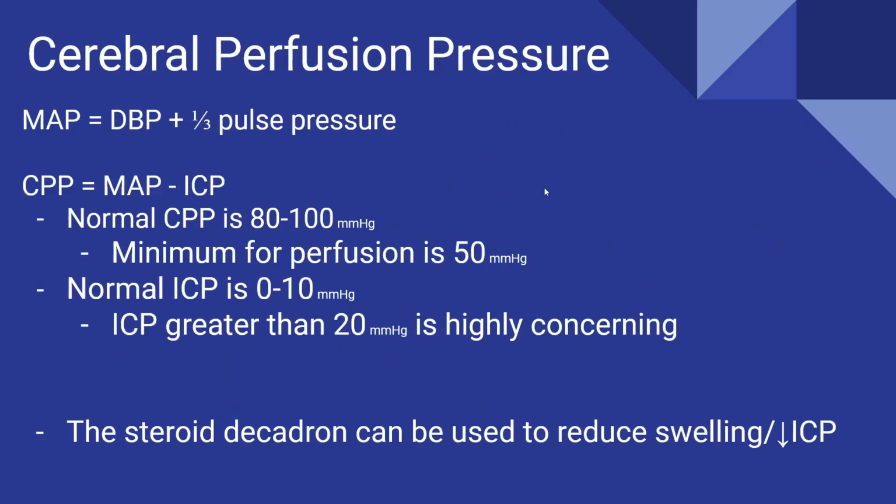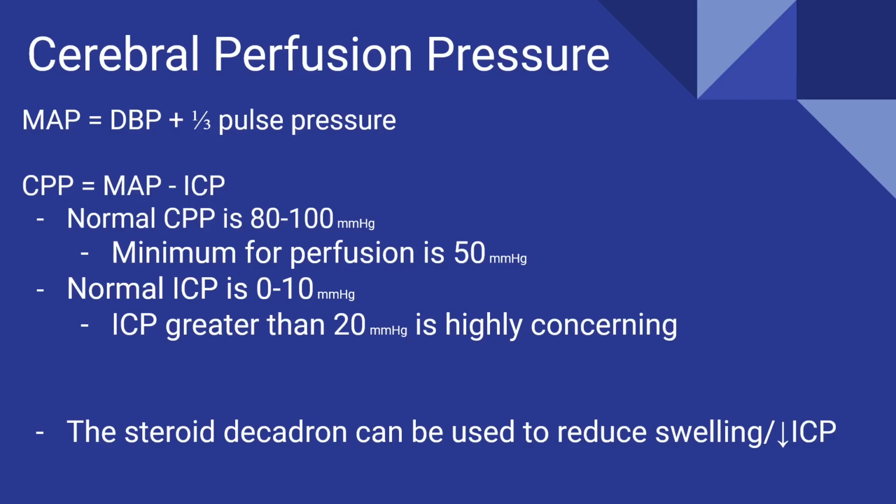The way you calculate MAP is not systolic minus diastolic pressure. It's not just what's in between. It's actually diastolic pressure plus a third of the difference between the two. So you'll take the difference between systolic and diastolic, cut that into a third, and add that to your diastolic pressure, and that's your mean arterial pressure.